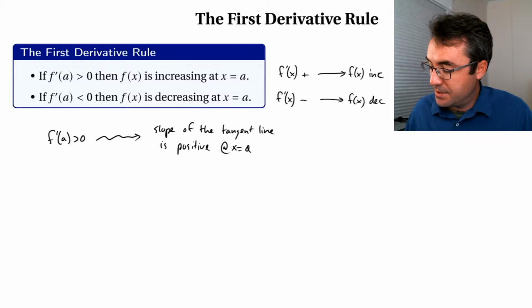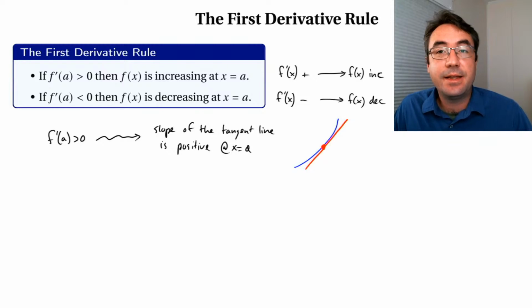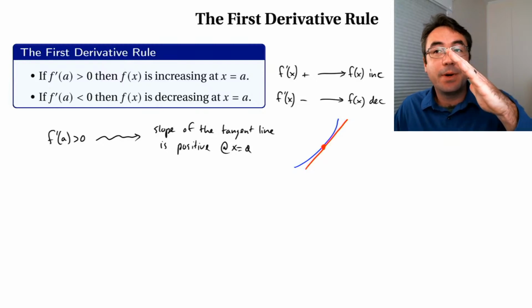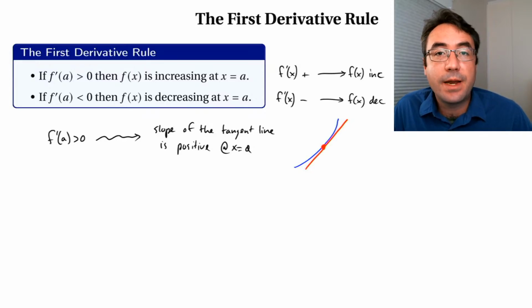And so what that means is if we have a curve and we draw in our tangent line at a point at x equals a, if that tangent line is positive, it means it's going up, and that kind of means the whole curve is going up right at x equals a there. It's increasing.